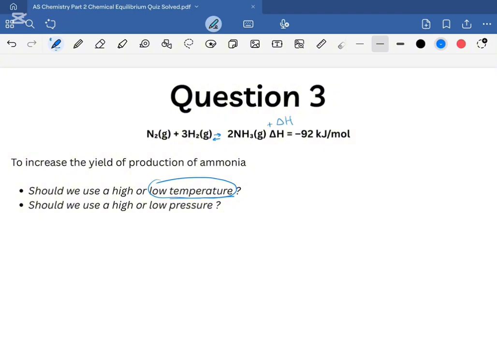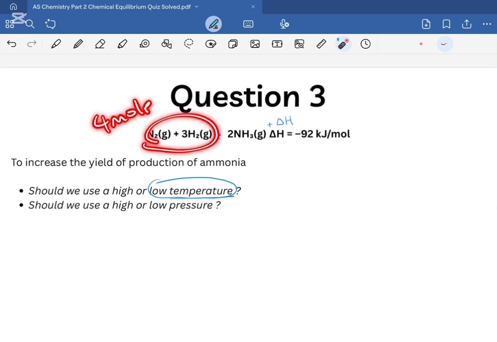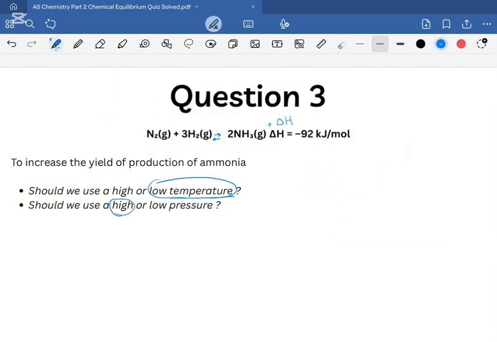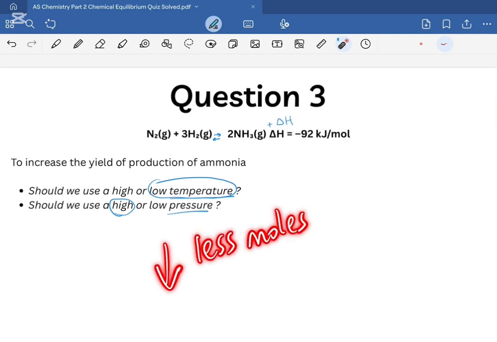and for the pressure I need to check the number of moles on each side. So on this side I have 4 moles of gas, and on this side I have 2 moles of gas on the product side. Now I need the reaction to shift in the direction that will produce fewer moles of gas in order to get more NH3. Therefore, I need to use a high pressure, because as we use a high pressure, the system will decrease the pressure by shifting towards the fewer moles of gas. So it's going to shift towards the 2 moles.